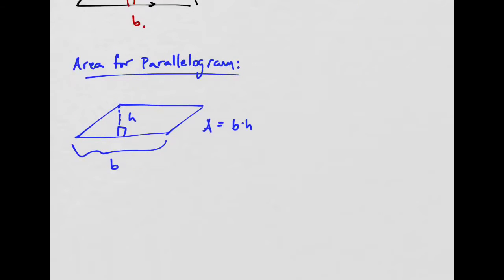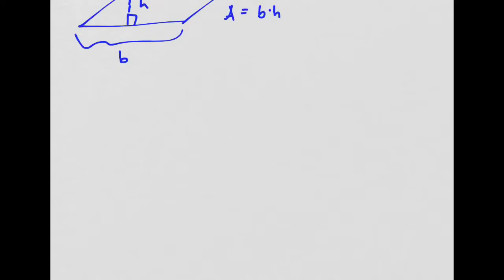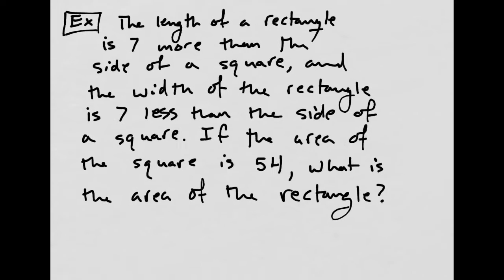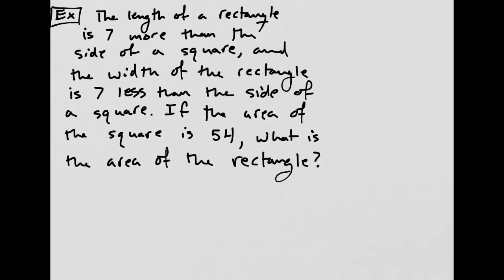And let's take a look at an example. So we got that trapezoid, and let's look at an example. All right, let's take a look at this example. It's kind of crazy, but once you draw a picture, it's not so bad. The length of a rectangle is 7 more units than the side of a square. And the width of a rectangle is 7 less than the side of a square. You know what? I'm going to stop right there, and I'm going to start drawing a picture because I don't know what the heck it's talking about.